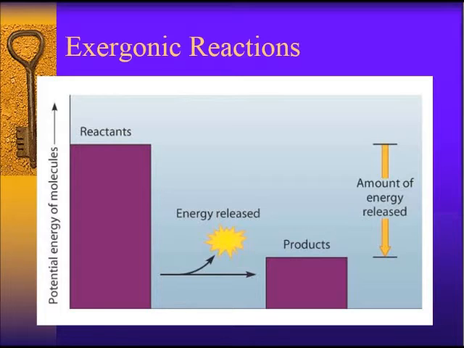The products, the resulting chemicals that are left behind after the potassium permanganate and the glycerin react, are less energetic than the chemicals we started with. There is an energy amount that's been released, and that's why this reaction is called an exergonic, or energy releasing, reaction.